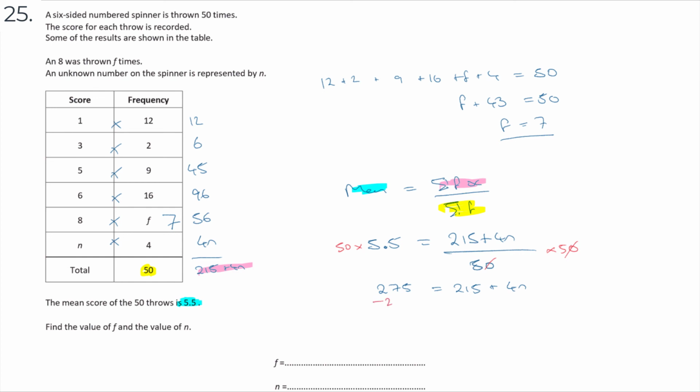Now we're subtracting 215 from both sides. That leaves me with 60 on the left, doesn't it? 275 minus 215 is 60, so that must be 4n. So then dividing through by 4, 4s into 60 go 15 times, so n is going to be equal to 15. Okay, so we've got F is 7, and we've got n is 15.